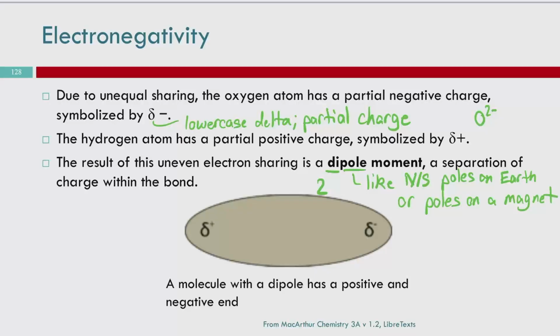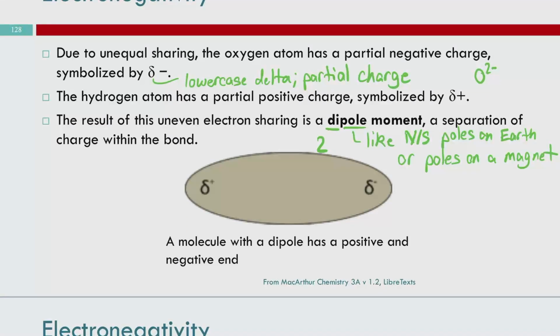And then the moment part, I think, comes from physics. So I'm not sure how to explain that to you. But it's a dipole moment. In the moment, we've got a partial positive, a partial negative. Those are our two ends of our little sort of mini magnet in the bond.